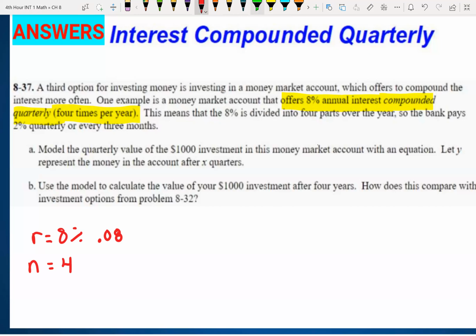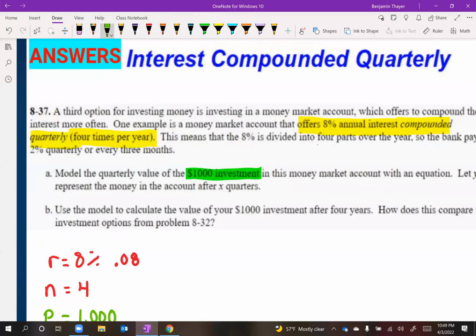In part A, they tell us that we have a $1,000 investment. That's our principal. So that's how much we start with, or like your y-intercept. Okay, so y is the money we get. X is what's happening over time. So we need to come up with an equation here. So let's take a look at what you're able to come up with for 8-37 part A.